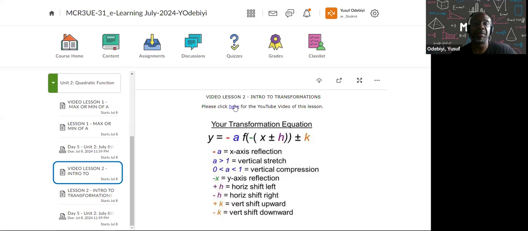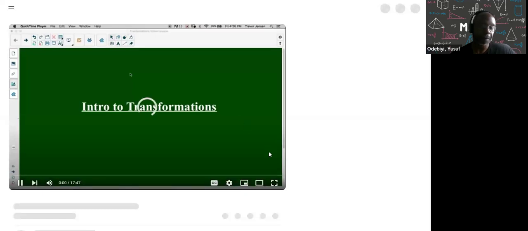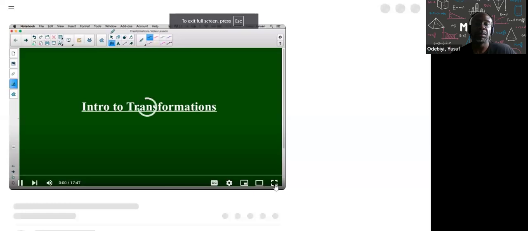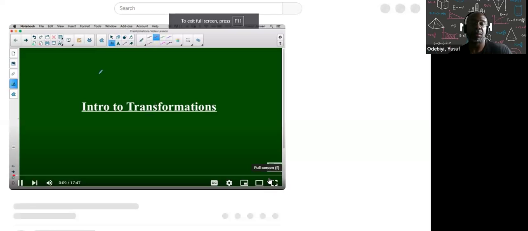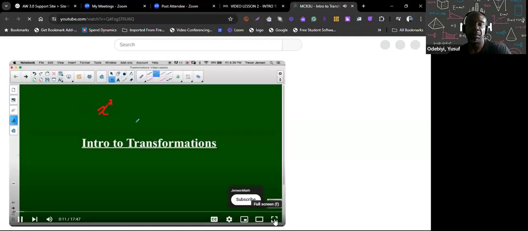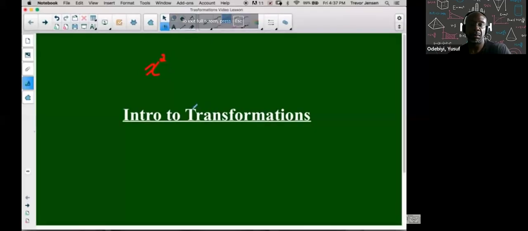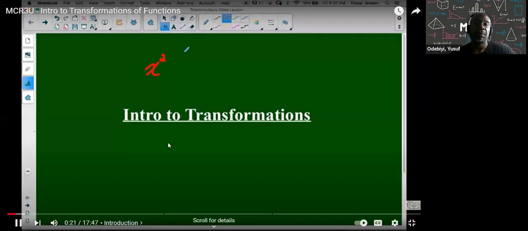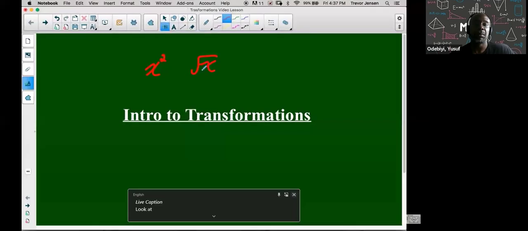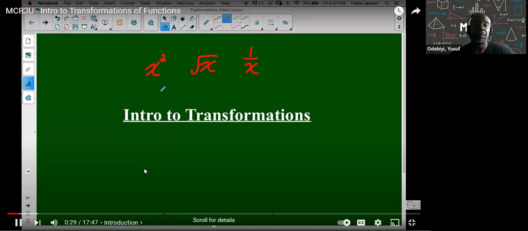So let's go through this video. I'm just introducing to you transformations of functions. We're going to look at a few different functions and transformations of those functions this unit. First, the function f of x equals x squared, a basic quadratic function. We'll apply different parameters to that function. We'll call this the parent function of quadratics and see what transformations happen. We'll also look at the function root x, and the rational function 1 over x. We'll call those 3 parent functions.